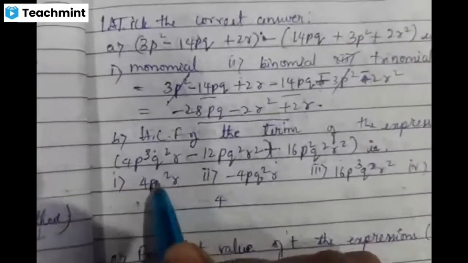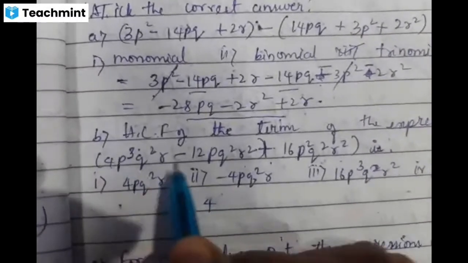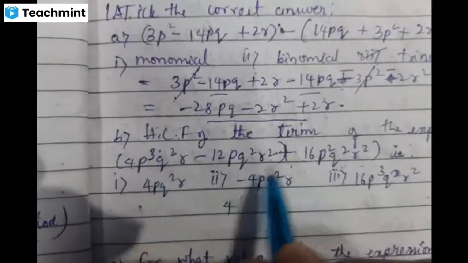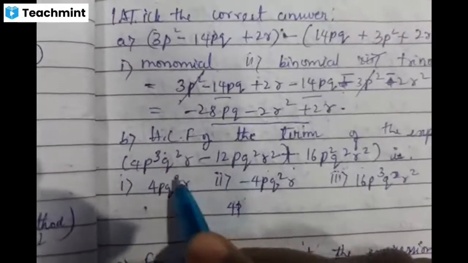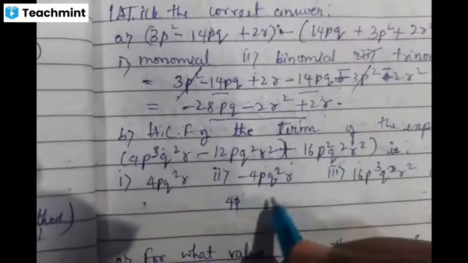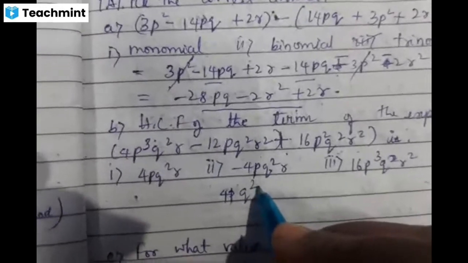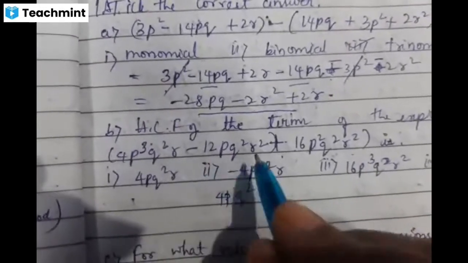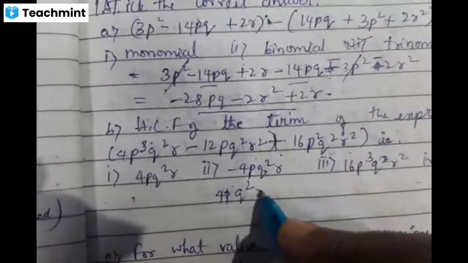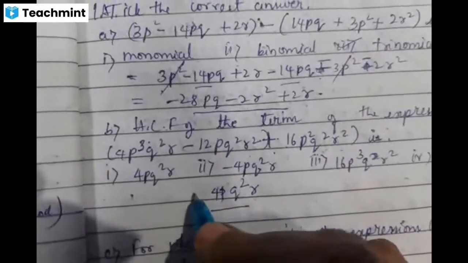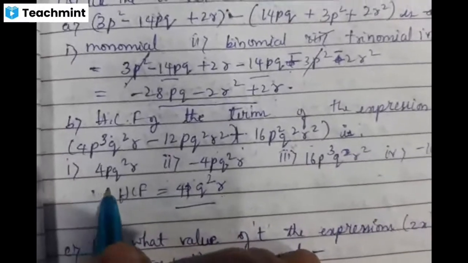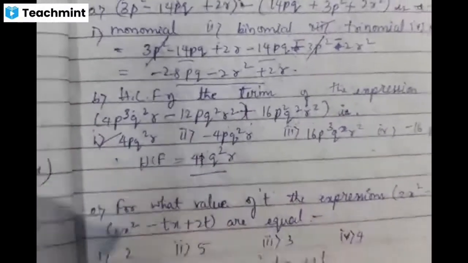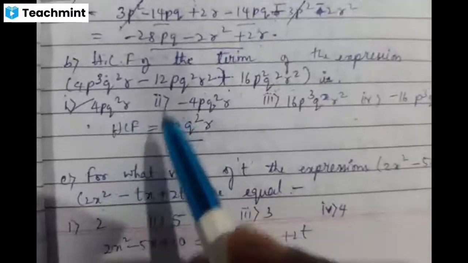And then which is the least power having the p children? Here you have p cube, p and p square. So the lowest will be p. Then q square, q square, q square. So in all q square is common. Then you have r, r square, r square. So r. This became the HCF. The answer is the first option children, that is 4pq square r.